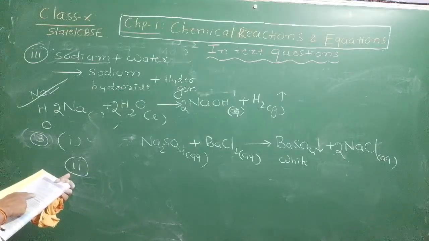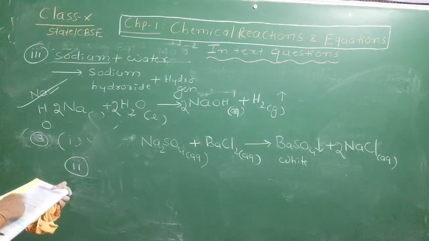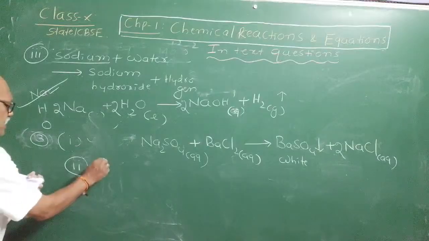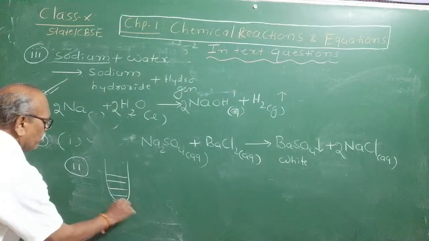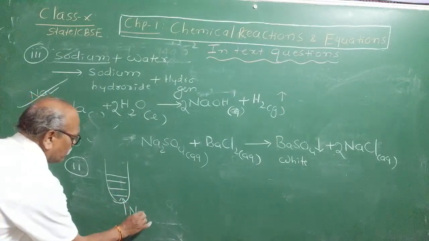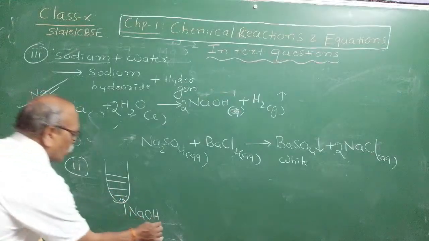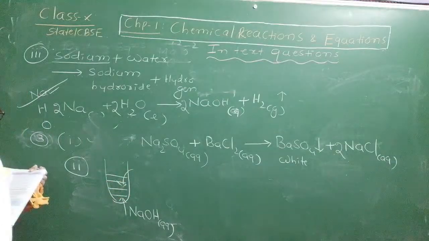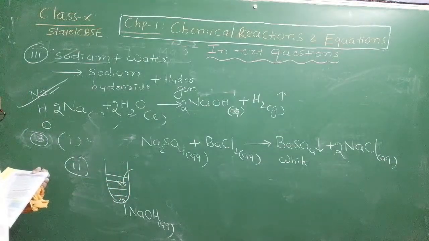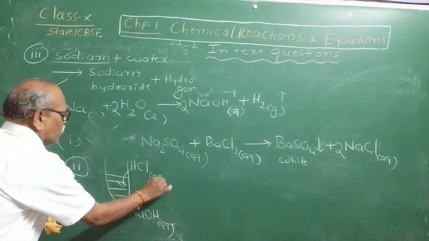Sodium hydroxide solution in water reacts with hydrochloric acid solution in water to produce sodium chloride solution and water. Very simple. Reactants are, suppose you take in a test tube, sodium hydroxide. What is the formula of sodium hydroxide? NaOH. Aqua, because you have taken aqueous solution. It reacts with hydrochloric acid in water. Whenever you take water, you must write aqua.